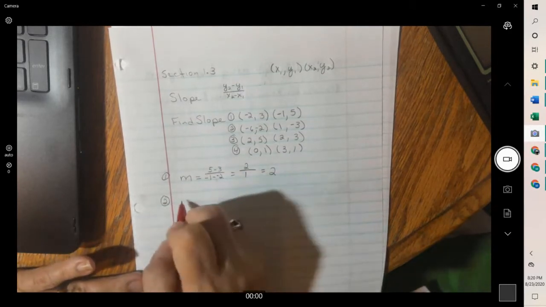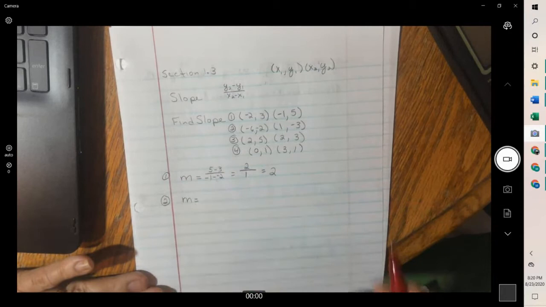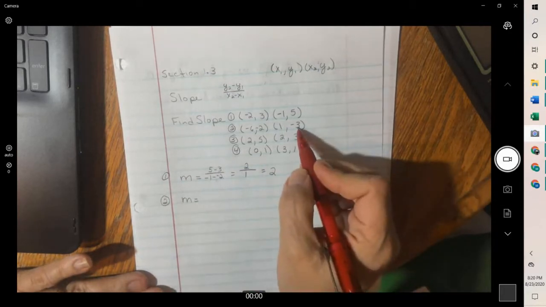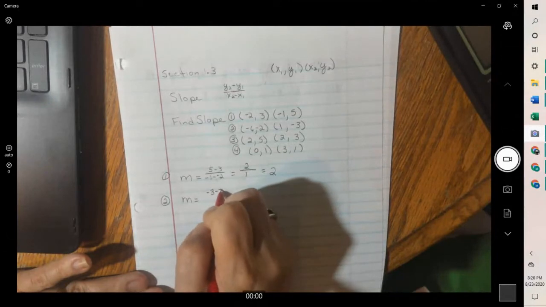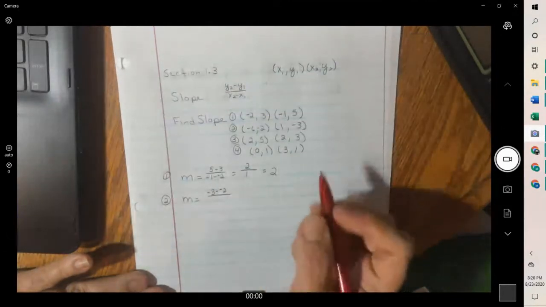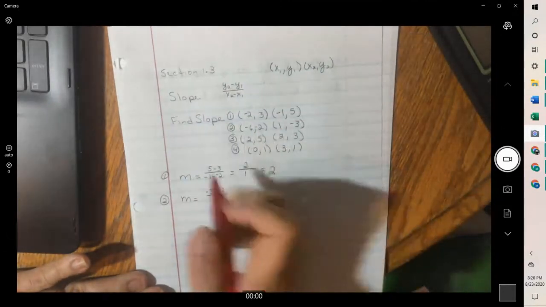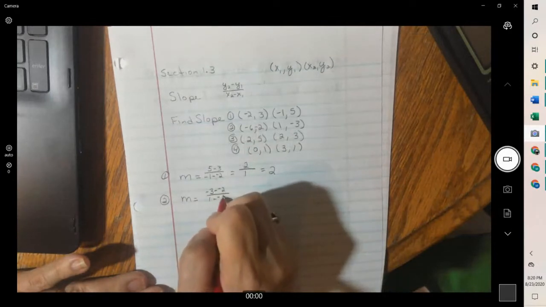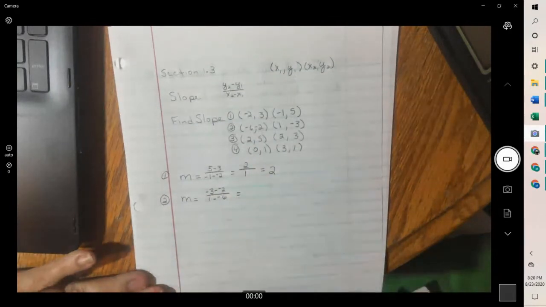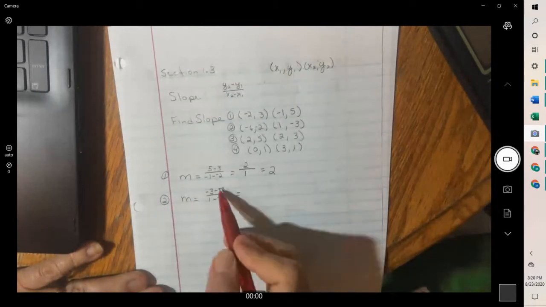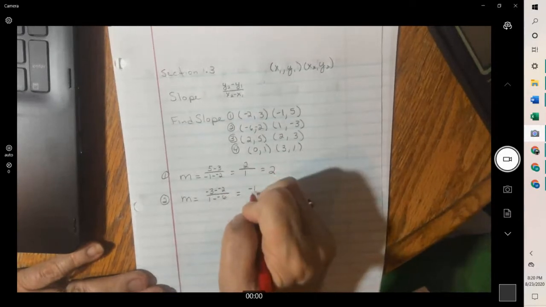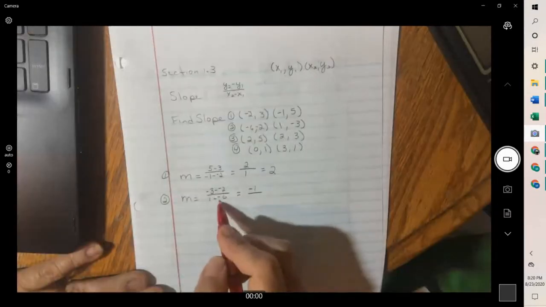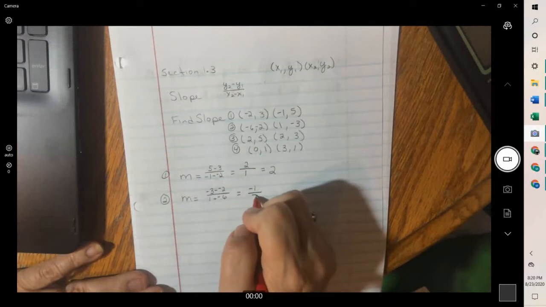Try the next one. Subtract the y's, -3 minus a -2 over 1 minus a -6. And again, the two negatives make this a positive. -3 plus 2 is a -1. And on the bottom, this makes it a positive, so we have a -1/7.